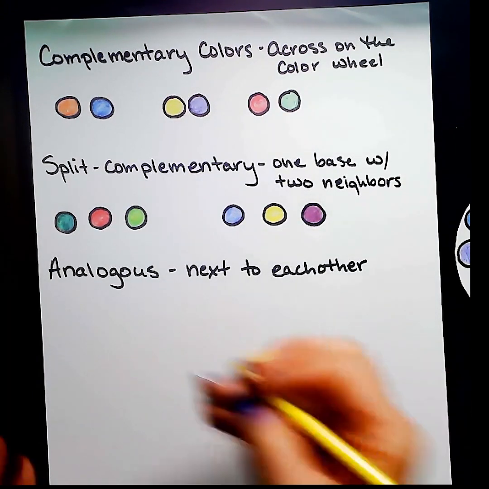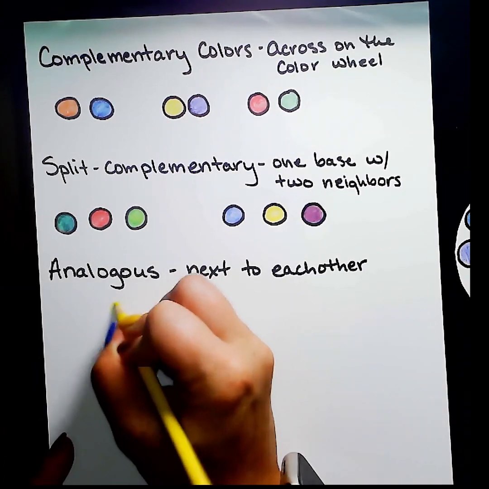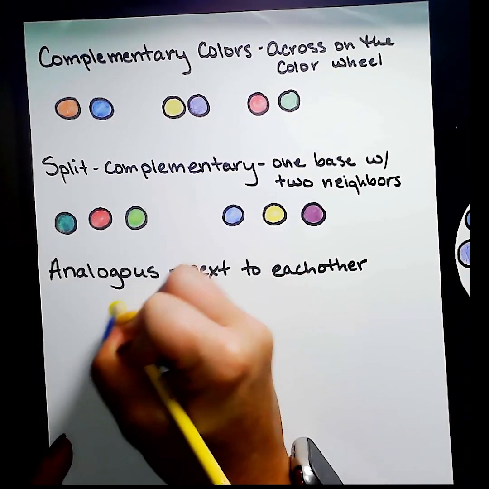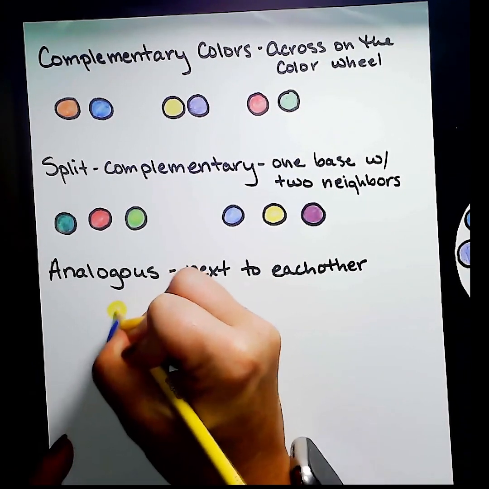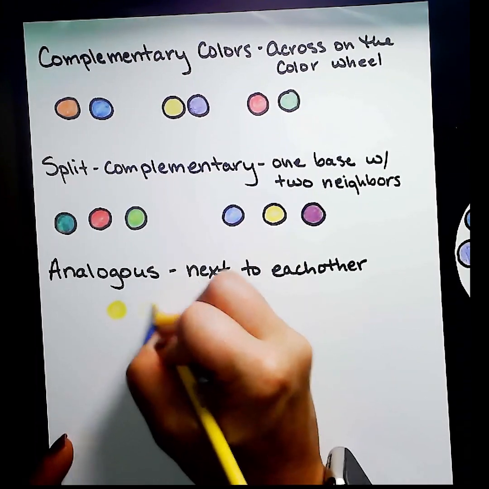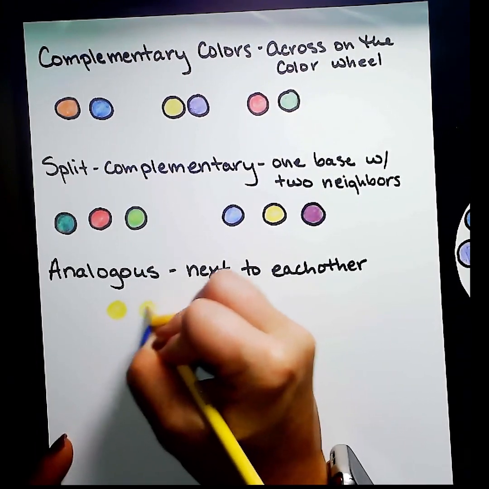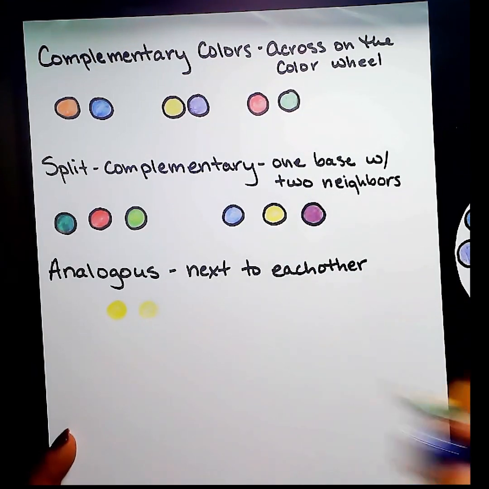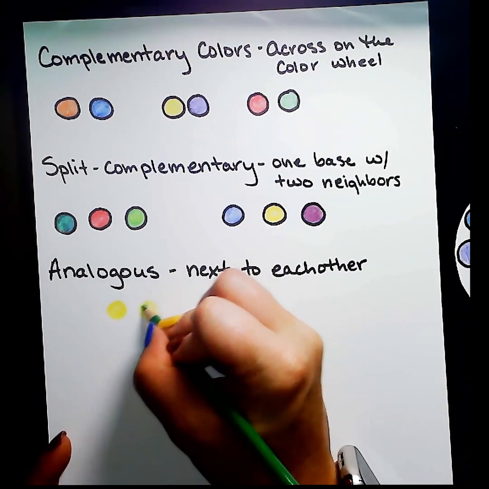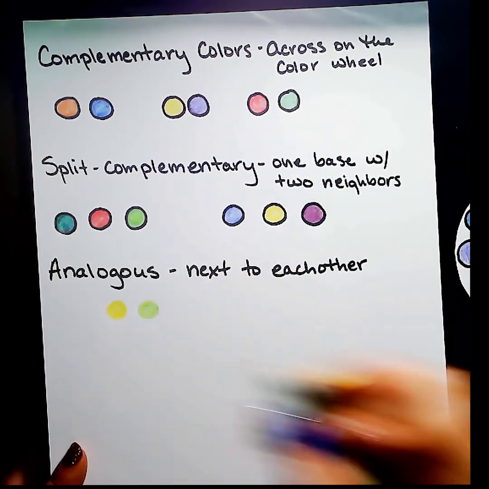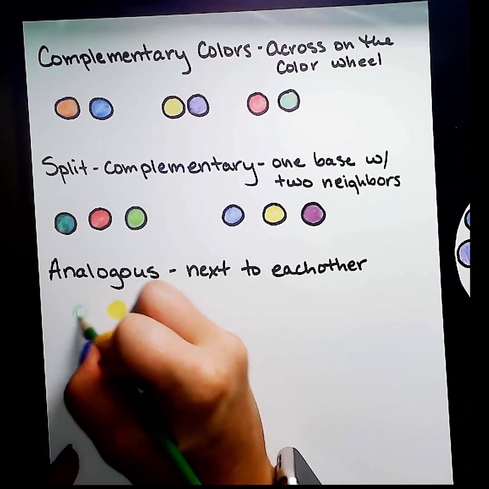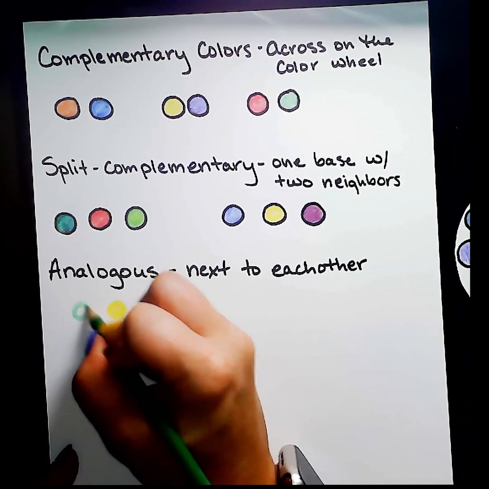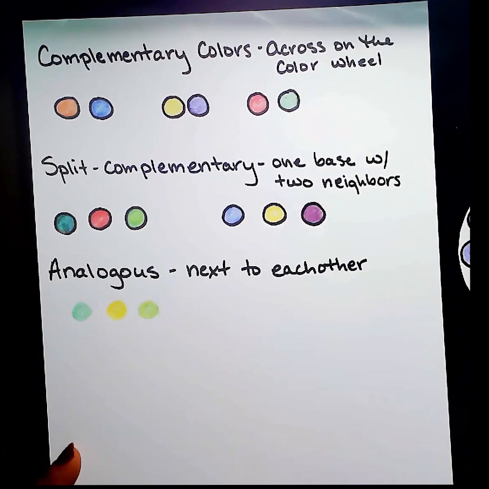So let's take a second and fill in some of these examples on our worksheet. So yellow, and we're going to add a little bit of yellow so we can blend here. Fill it in.